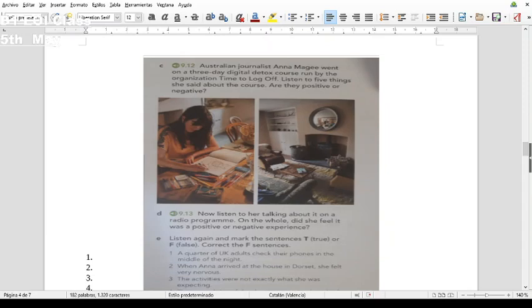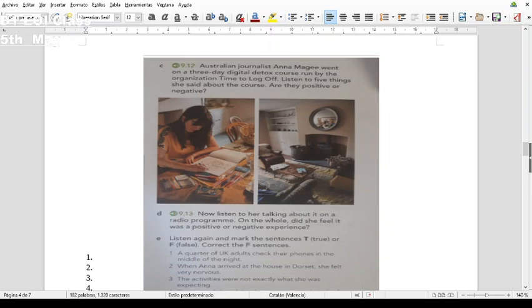1. Suddenly I felt cut off and panicky. Well, the first impression is negative. Me sentía un poquito apartada, fuera del lugar, and panicky, sentía miedo, pánico. 2. We had lots of conversations with real-life humans. Well, this is positive. We had lots of conversation with real-life humans. Podíamos hablar con la gente humana, real, ¿no?